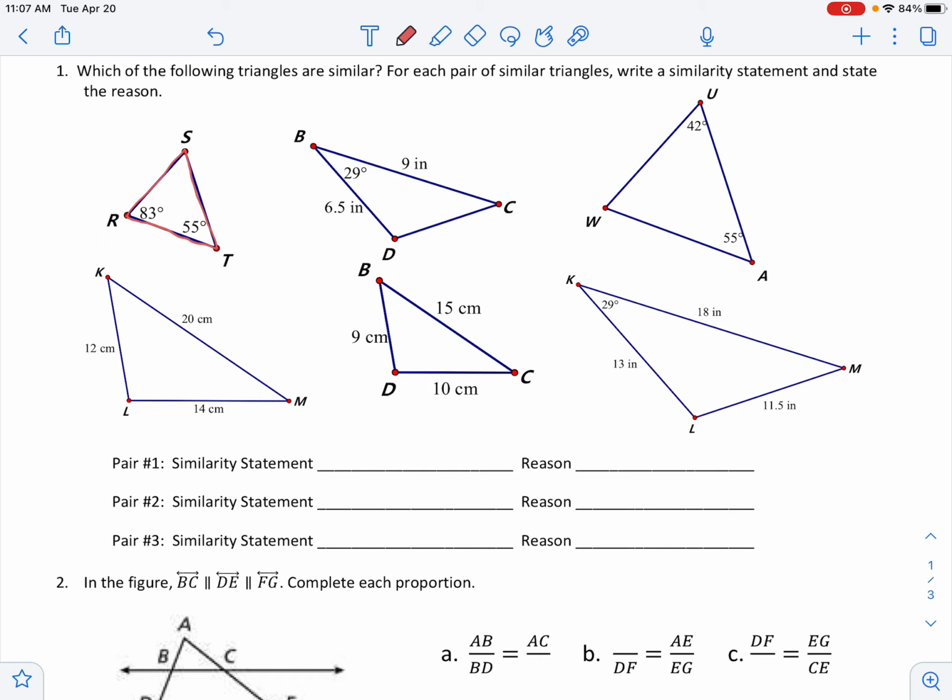but it might be helpful to find the missing angle in this triangle. So if I'm looking for angle S here, I can find it by using the triangle sum theorem, which says that all 3 angles sum to 180. So I'm going to do 180 minus 83 and minus 55, the 2 angles that we know. And when I subtract the 2 we know away, I'm left with 42. And so 42 has to be the missing angle.